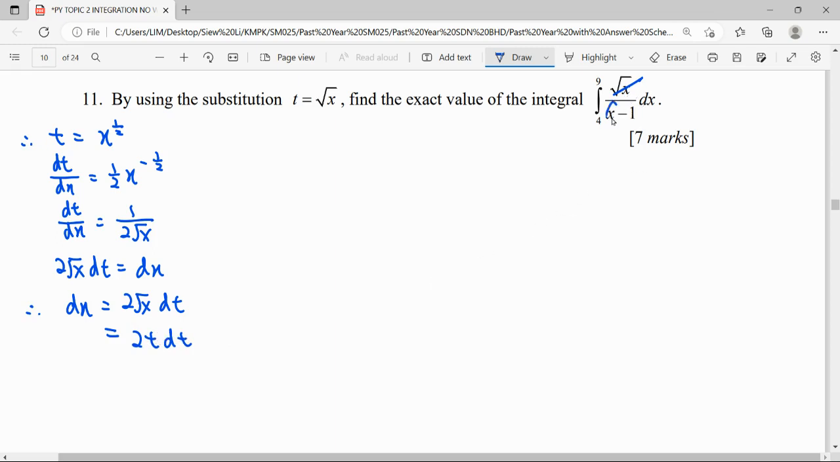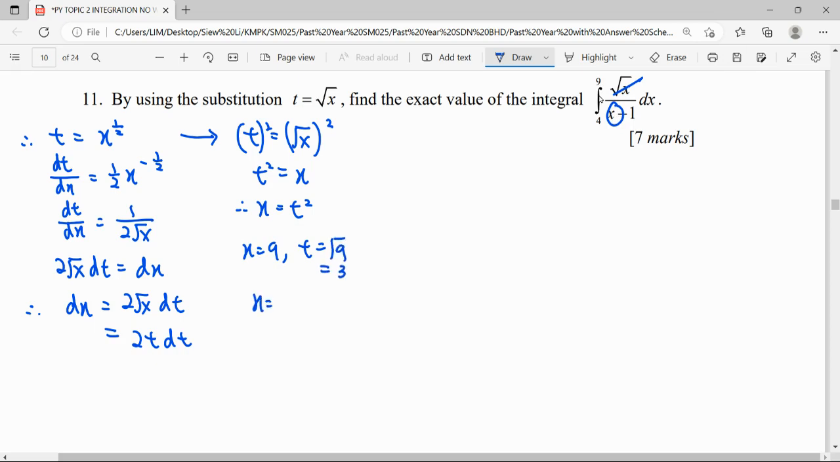Then we have to figure out what our x is in terms of t. From the question, where t equals square root x, when I want x, I can square both sides of this equation in order to get x. So x is equal to t squared. Then for the limits, when x equals 9, t will be square root of 9, so you get 3. When x equals 4, t will be square root of 4, which is 2. So finally, every x term here has already changed to t.